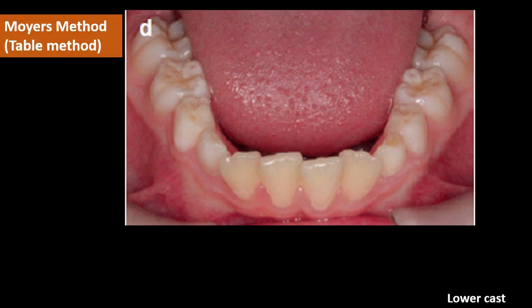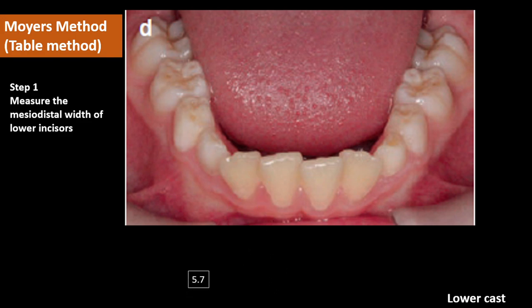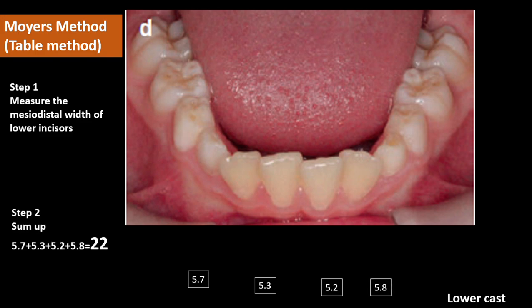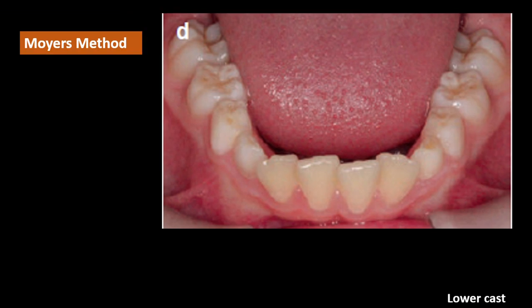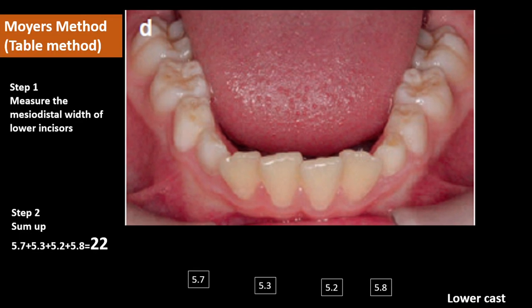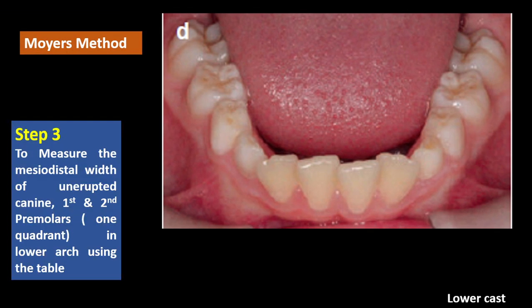We have another method which is called Moyer's method or the table method. The steps are as follows. We will measure the mesiodistal width of the lower incisors. Please remember, this is just an example. In step 2, we will add the mesiodistal width of the lateral and the central incisor all together. In our example, we have 22 if we measure the mesiodistal width of the incisors.